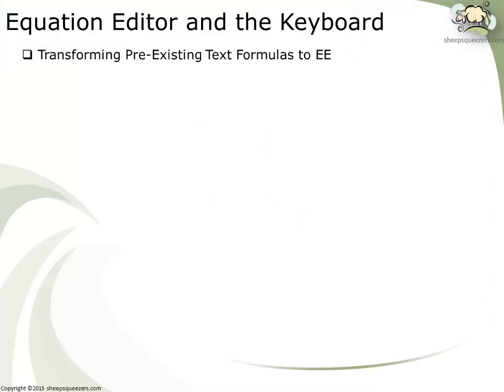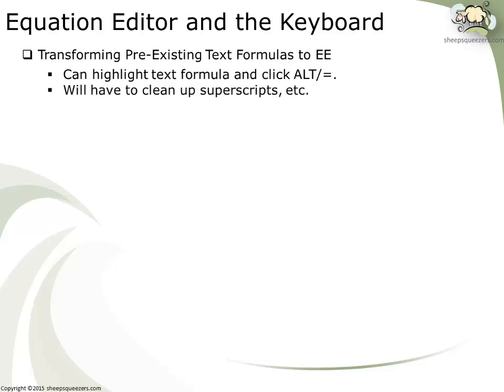It's just that simple. Now let's talk about transforming pre-existing text formulas into equation editor objects. Now you can highlight a text formula and just click Alt followed by the equal sign. Now you will have to clean up the superscripts because the superscripts are basically destroyed, and I'll show you what that means in a second. So for example, here's your basic ax squared plus bx plus c equals 0. We've seen this before, but this is all entered in by the keyboard. That 2 there is a superscript. This is not an equation editor object.